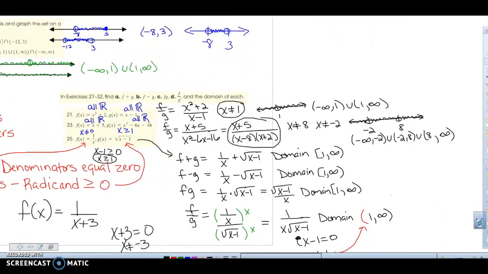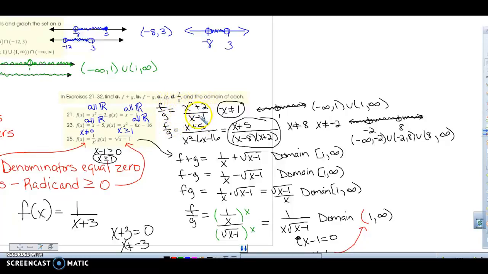Taking a look at the examples that we have here, if you were to divide number 21's f function by the g function, this is what you would get. Whenever it's possible to factor and simplify, you would do so. In this case, there's nothing else to simplify. So this is what we would turn in as the quotient of those two functions.